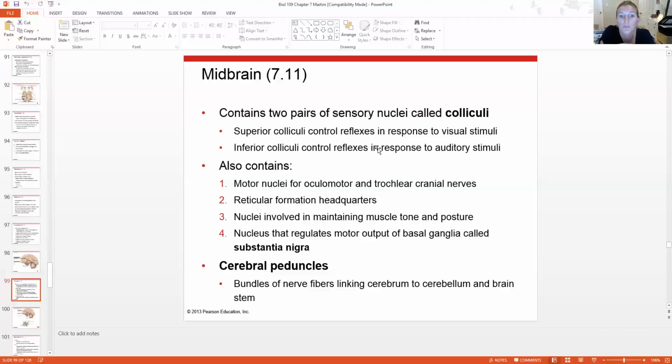It also contains motor nuclei for the oculomotor and trochlear cranial nerves. We'll learn about cranial nerves in a little bit. The reticular formation is involved in sleep-wake cycle and emotions. It also helps control our muscle tone and posture. It's also regulating the basal ganglia through something called the substantia nigra. This is just a cluster of kind of darkened cell bodies that, again, coordinate movements. The cerebral peduncles are linking parts of the cerebrum and cerebellum to the brainstem. So they all come through the midbrain area.